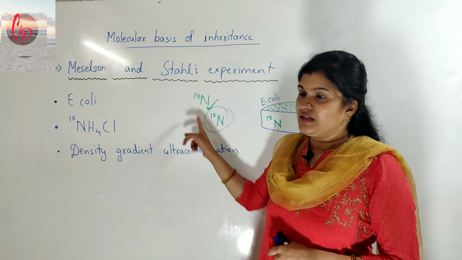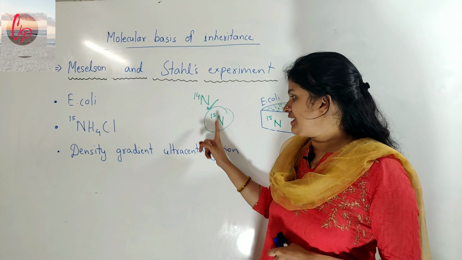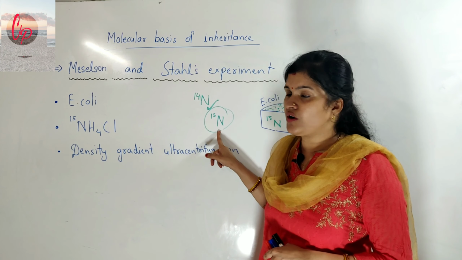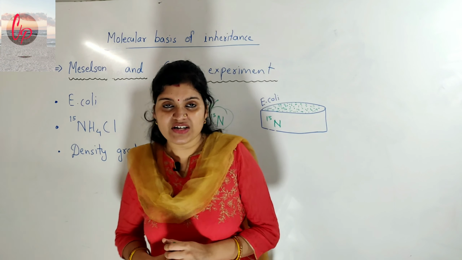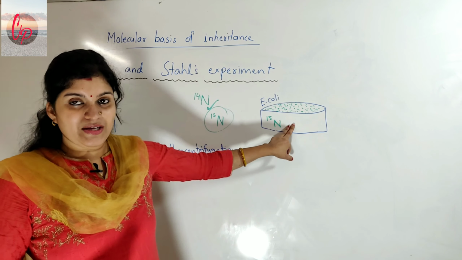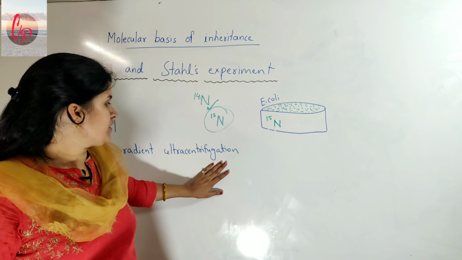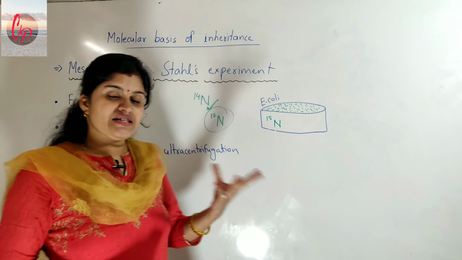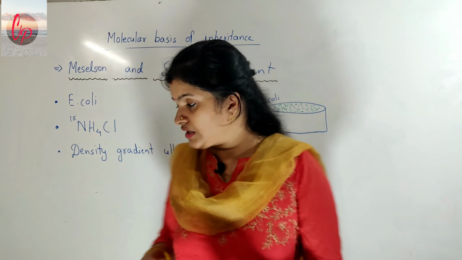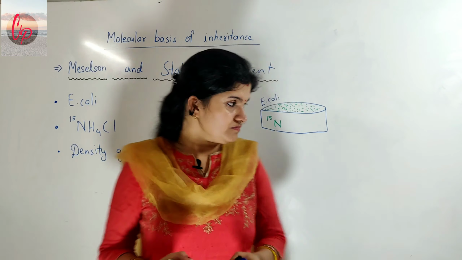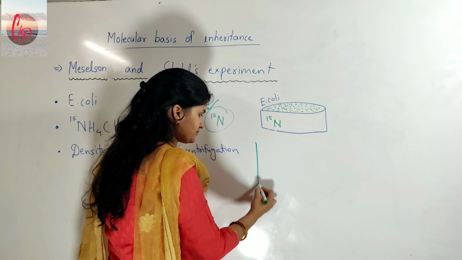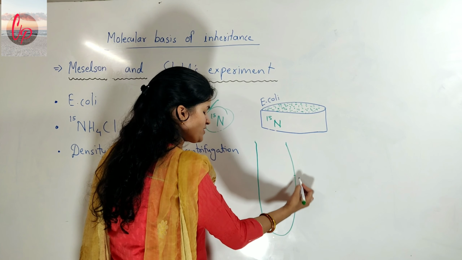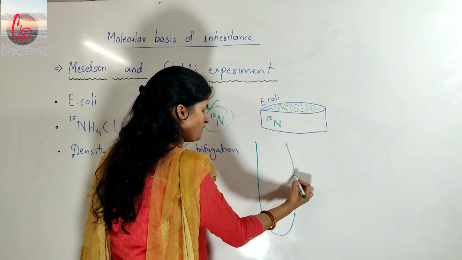of the material, because the difference was of N14 and N15. N15 was the heavier isotope of nitrogen. So the bacteria were collected from the culture plate where they were developing, and they went through density gradient ultracentrifugation, and after the centrifugation was done, a density tube was used. A tube was used which was based on the density of the substances.